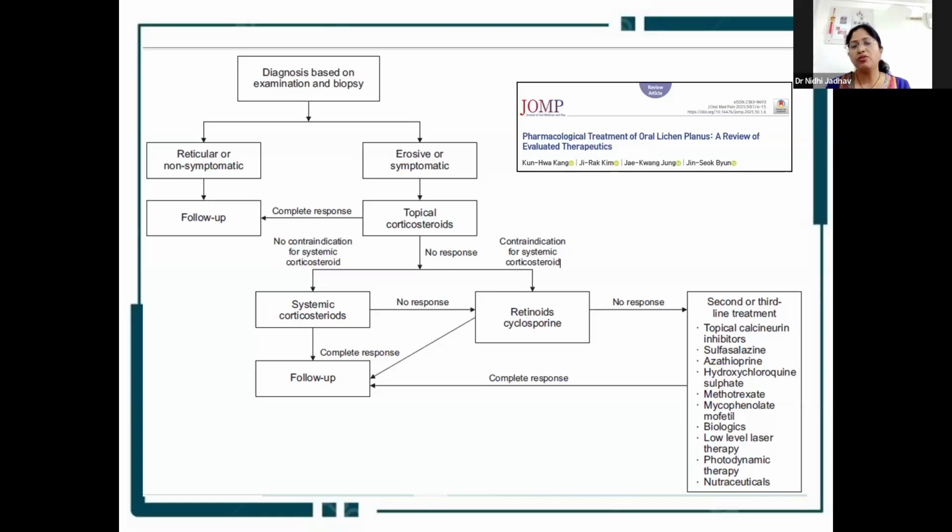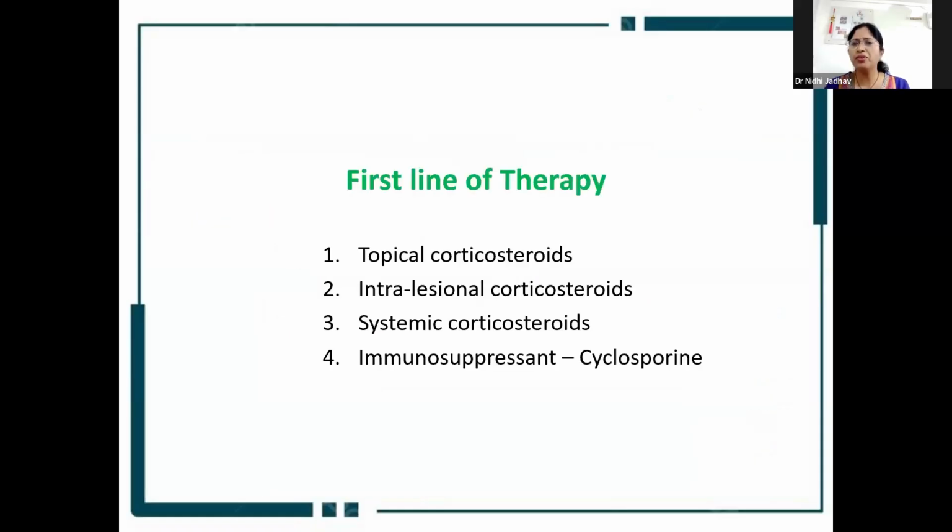And keep the patient under follow-up if you are getting a good response. If you are not getting response with systemic corticosteroids or the retinoids or cyclosporins, then the second and the third line of treatment comes to play the role. I will be dealing with it in the future slides. Now, let's see what is there in the first line of therapy.